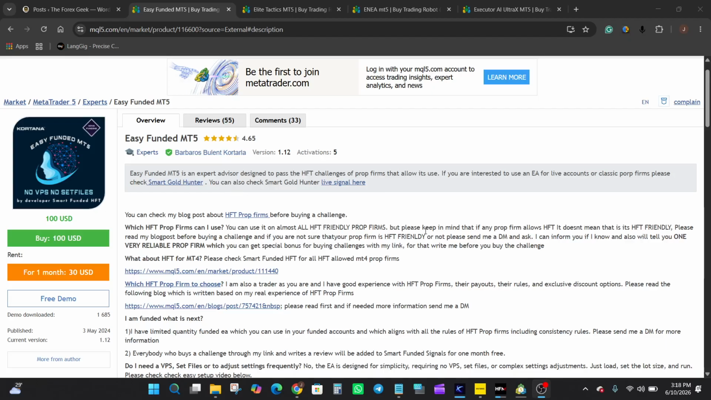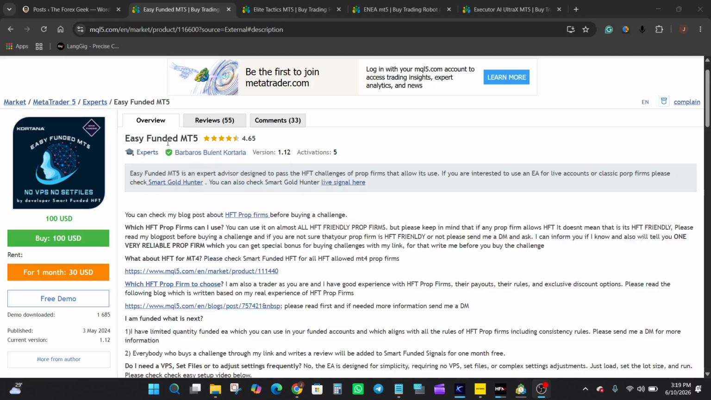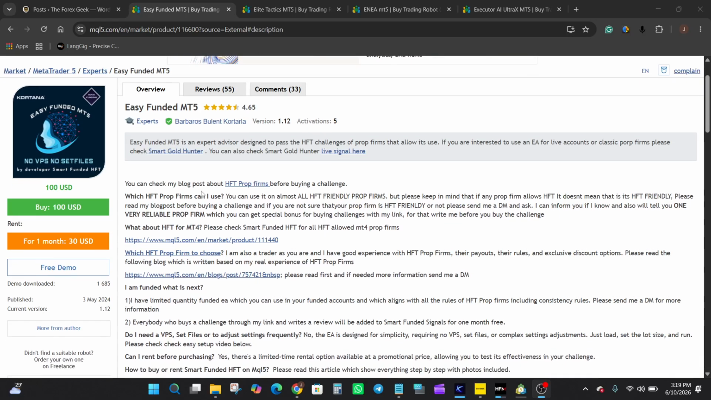Now let us take a look at Easy Funded EA. On the MQL5 marketplace page, we can see that this is an MT5 only expert advisor developed by Barbaros Bulent Cortala. The current purchase price is 100 US dollars with a rental option available for 30 US dollars per month. The version shown here is 1.12 with 5 activations available.